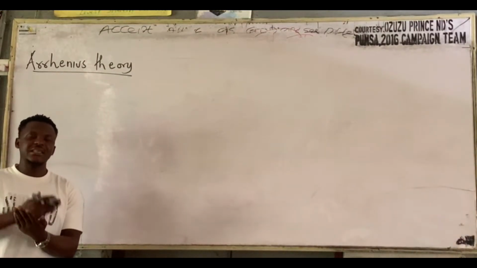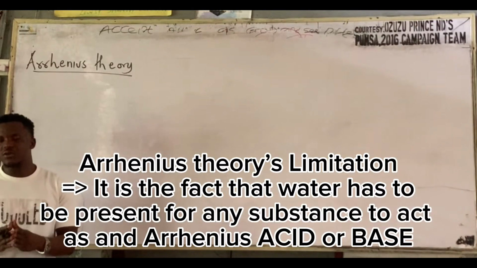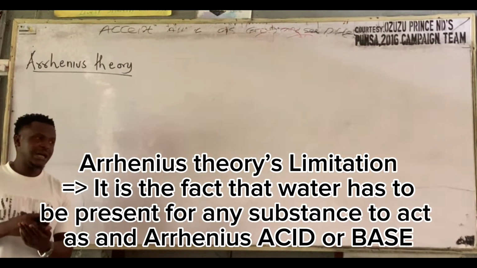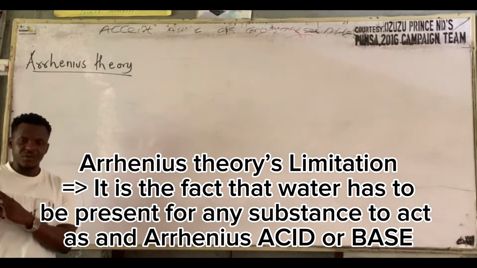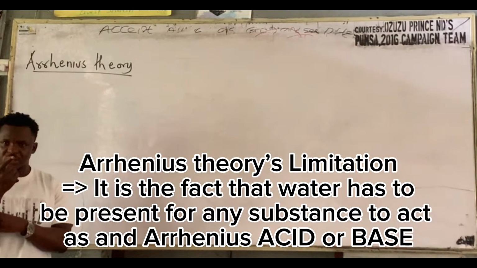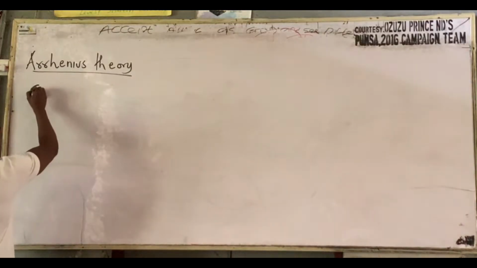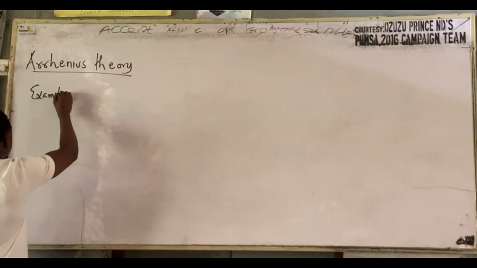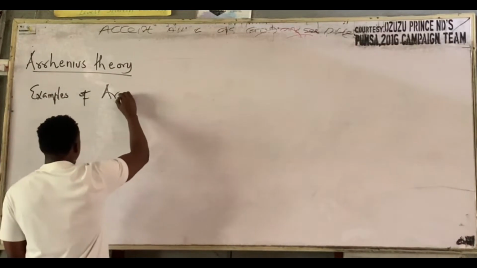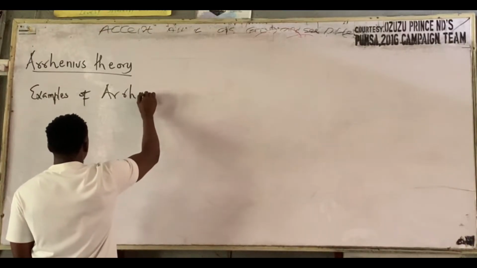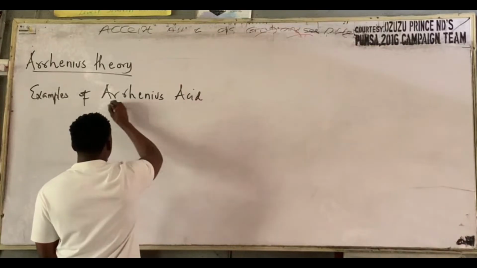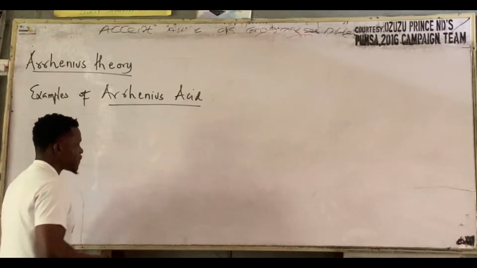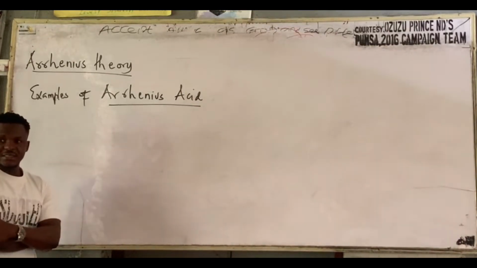Now, what is the disadvantage or the limitation of Arrhenius theory? It's very simple. Water needs to be present for anything to act as either an acid or a base. That's already a limitation. So let's look at examples of Arrhenius acid.